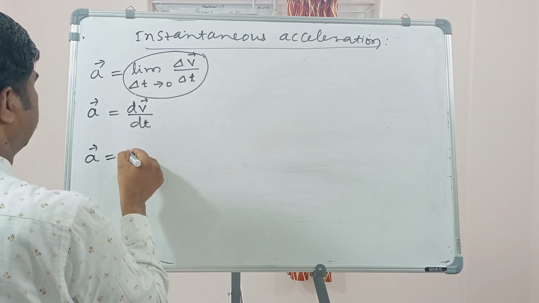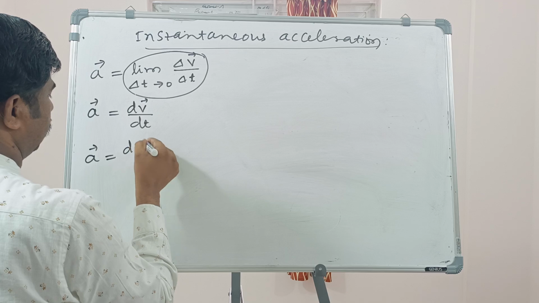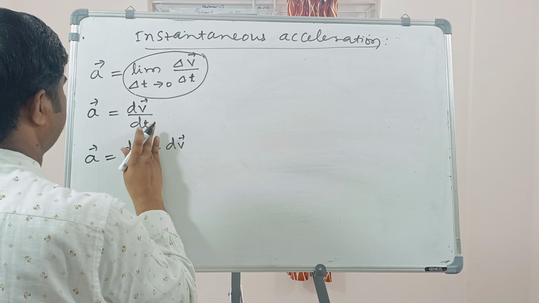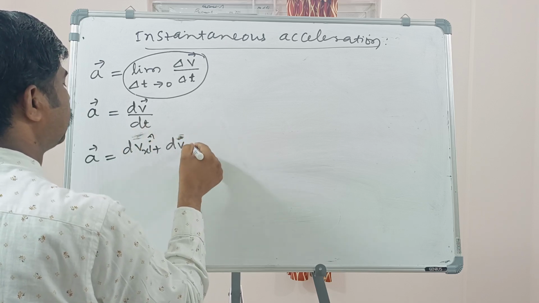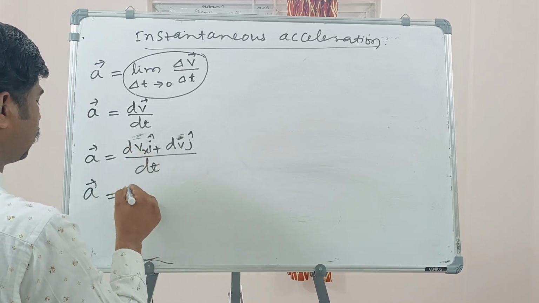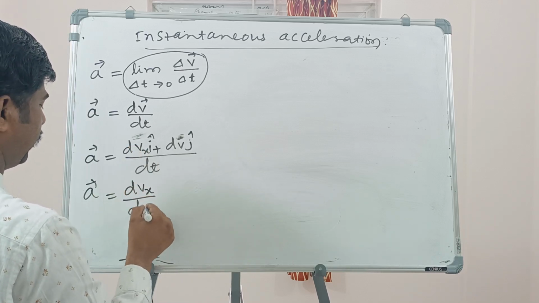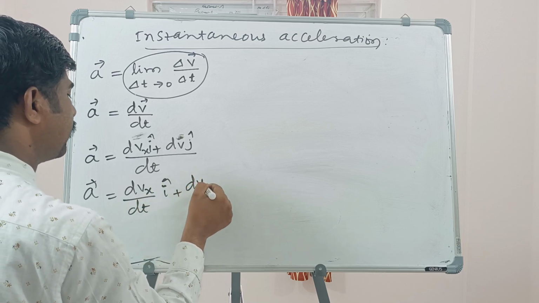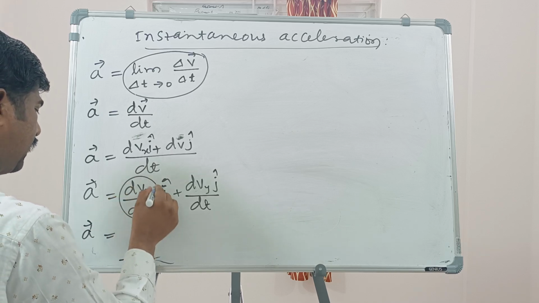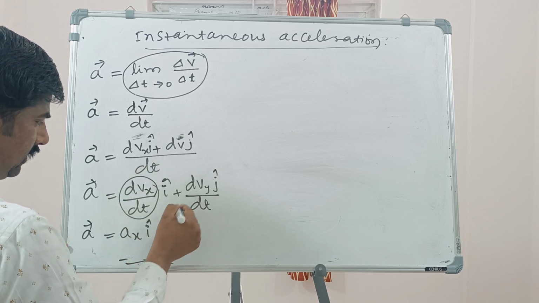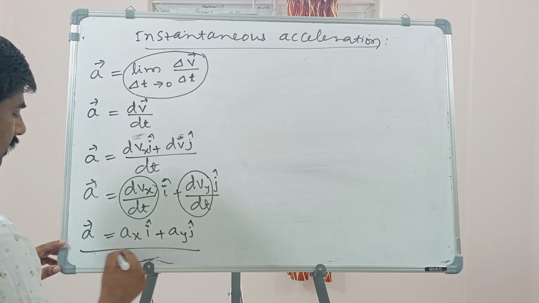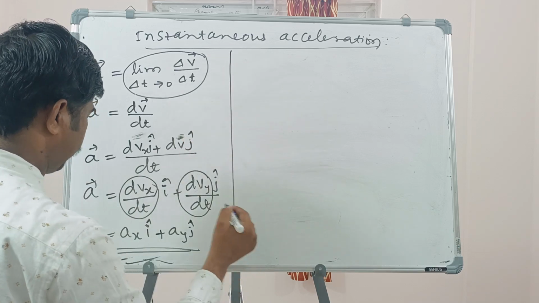Clear? So let us write this as change in velocity along x-axis and change in velocity along y-axis. I can write this as i cap and this is j cap divided by dt. So instantaneous acceleration is equal to dvx divided by dt i cap plus dvy j cap divided by dt. So rate of change of velocity along x-axis gives acceleration along x-axis. Rate of change of velocity along y-axis gives acceleration along y-axis. So this is our instantaneous acceleration.